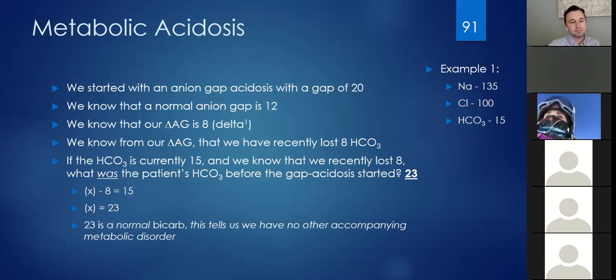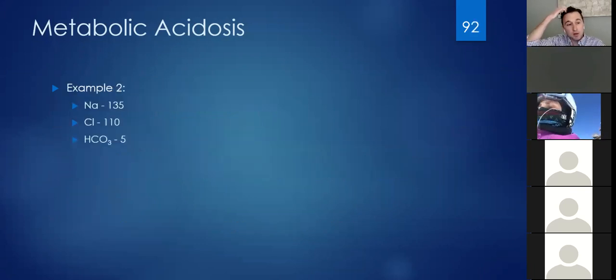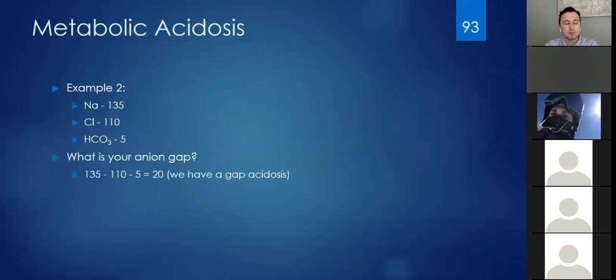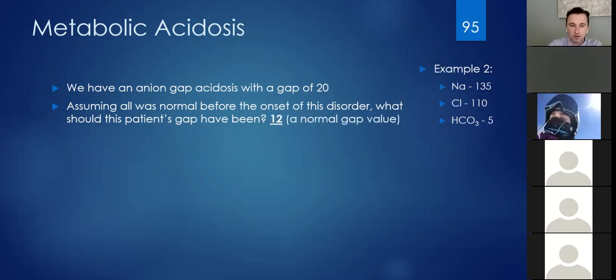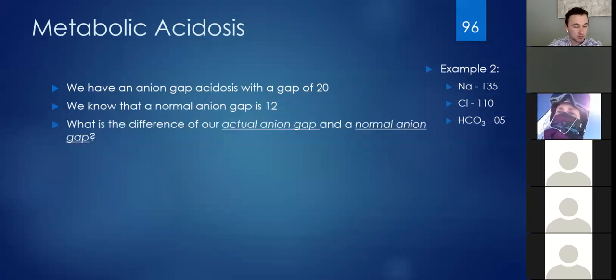That makes sense? Let's do a couple of other examples because I think some people struggle with the concept of delta delta. So here we go. Sodium 135, chloride's 110, bicarb is 5. Okay, what's your gap? It's 20. So your total gap is still 20, which tells us you've got a gap acidosis. Again, assuming all was normal before all of this started, what should it have been? 12. So again, our delta anion gap is the difference between those two.